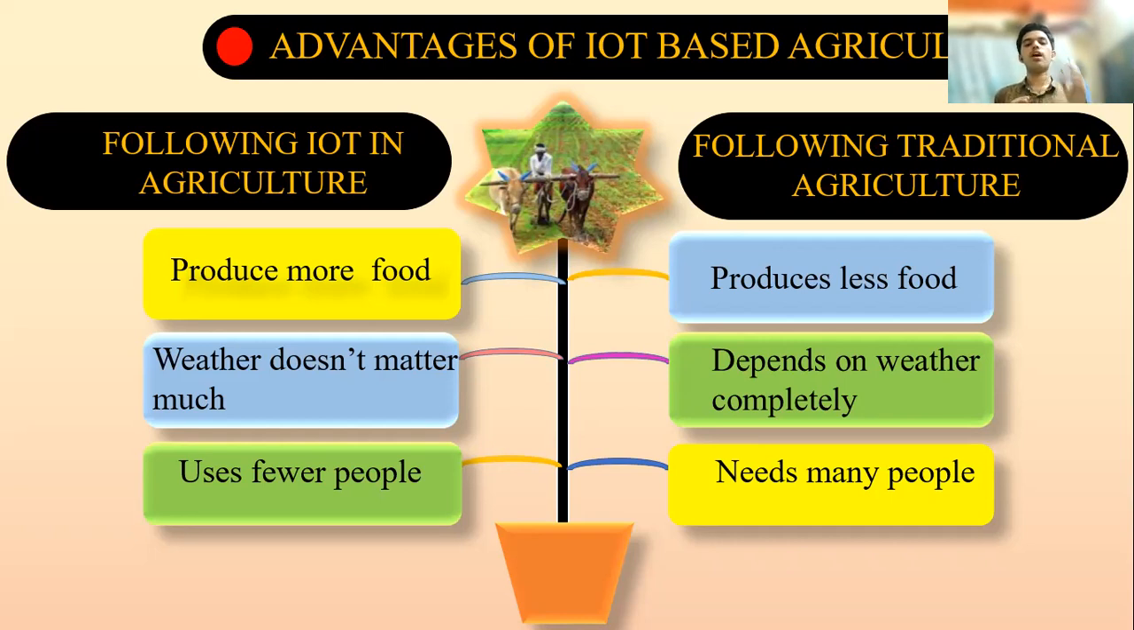Next, IoT uses fewer people, but traditional agriculture needs many people, because IoT uses automated machines, sensors, and electronic gadgets. The use of people is very low. In some applications, there may be no need of people at all. Whereas in traditional agriculture, there may be more labor cost, and many people should work for it. It increases the labor cost and it may be a burden on the farmers.